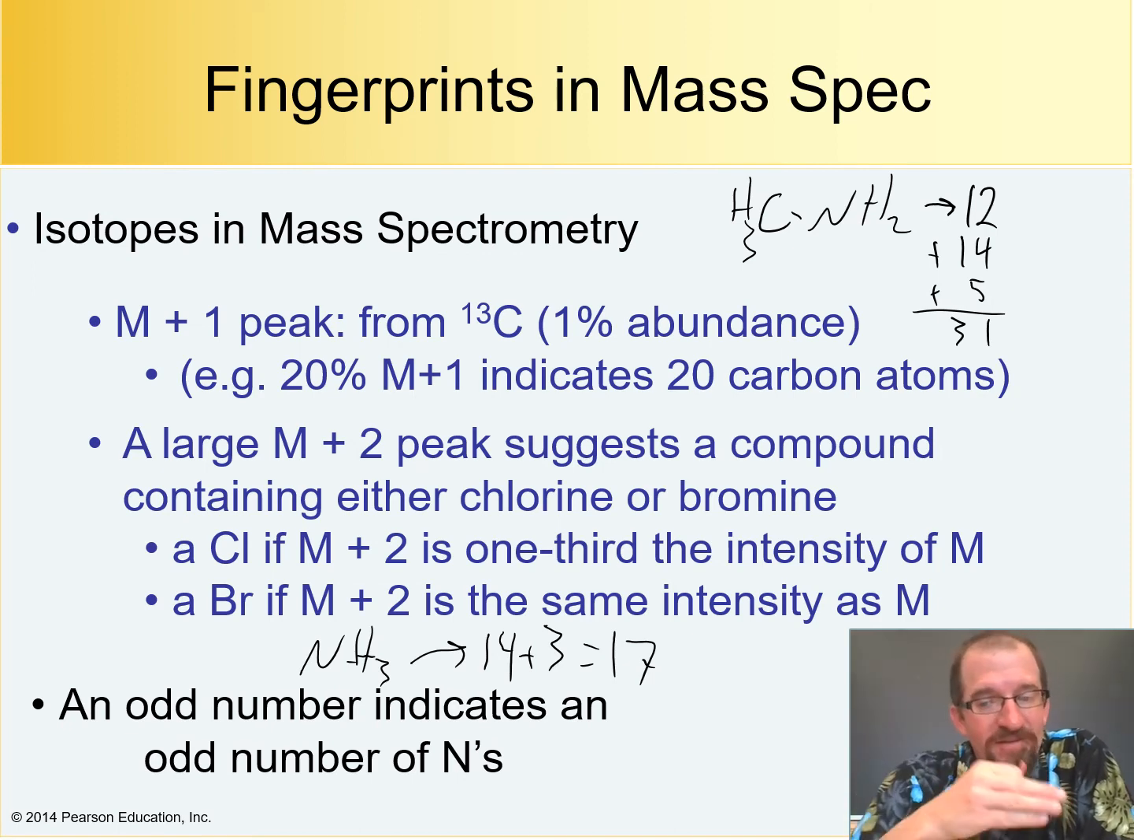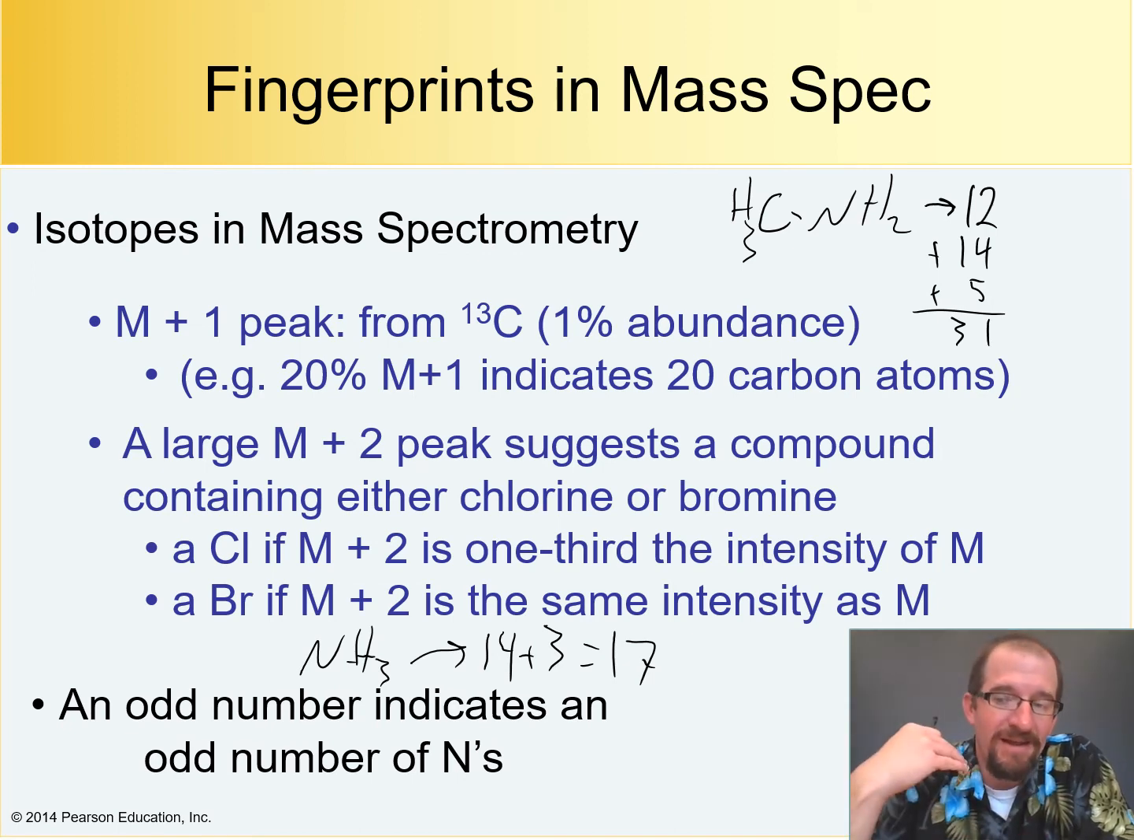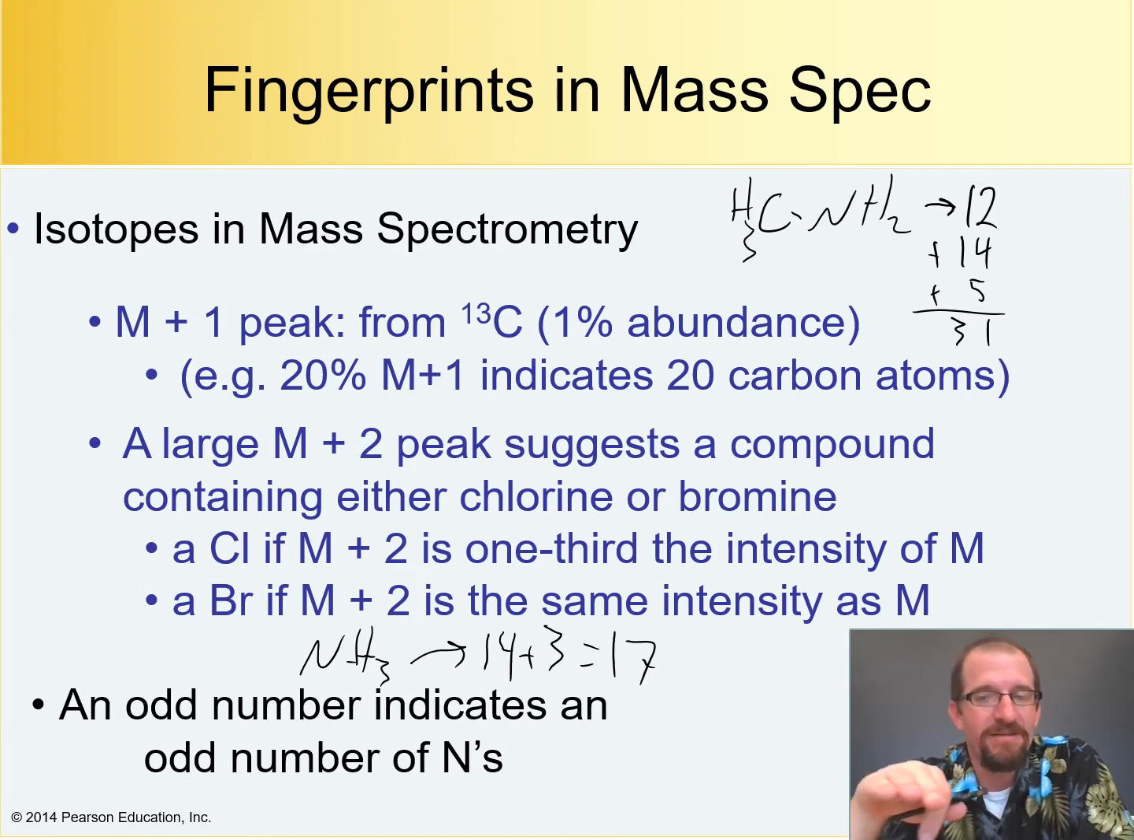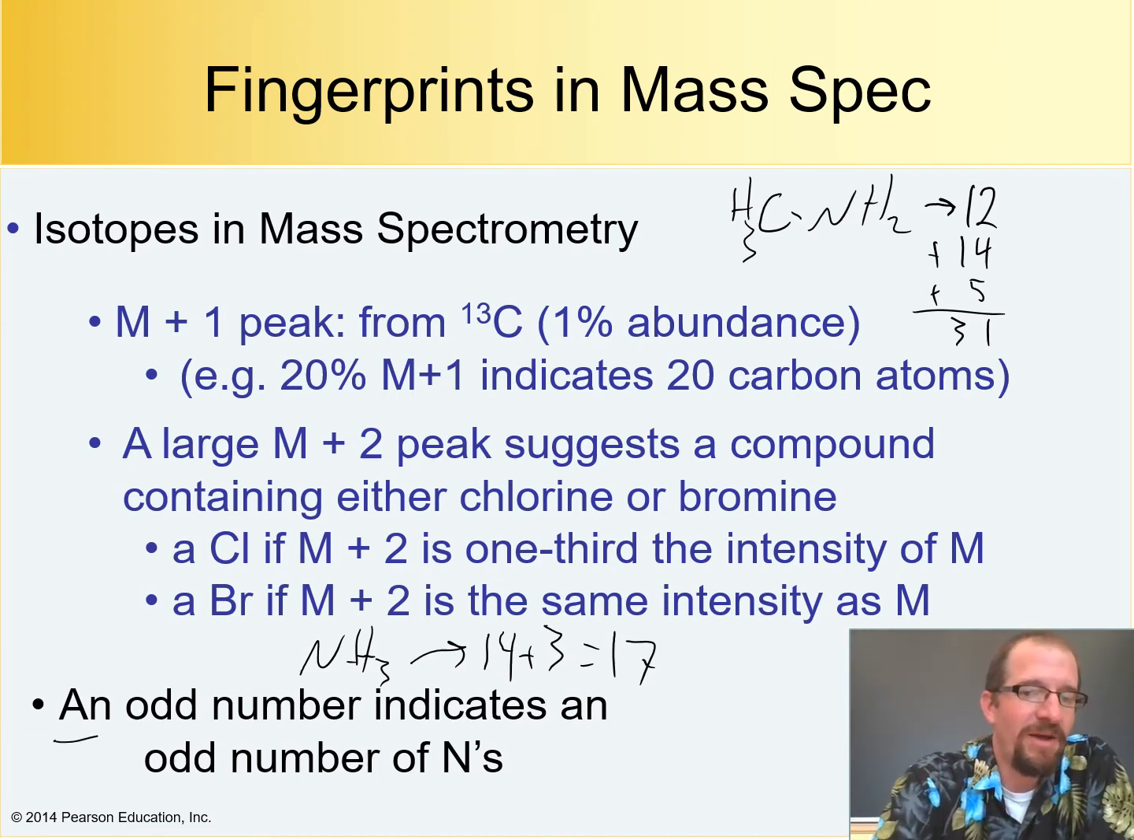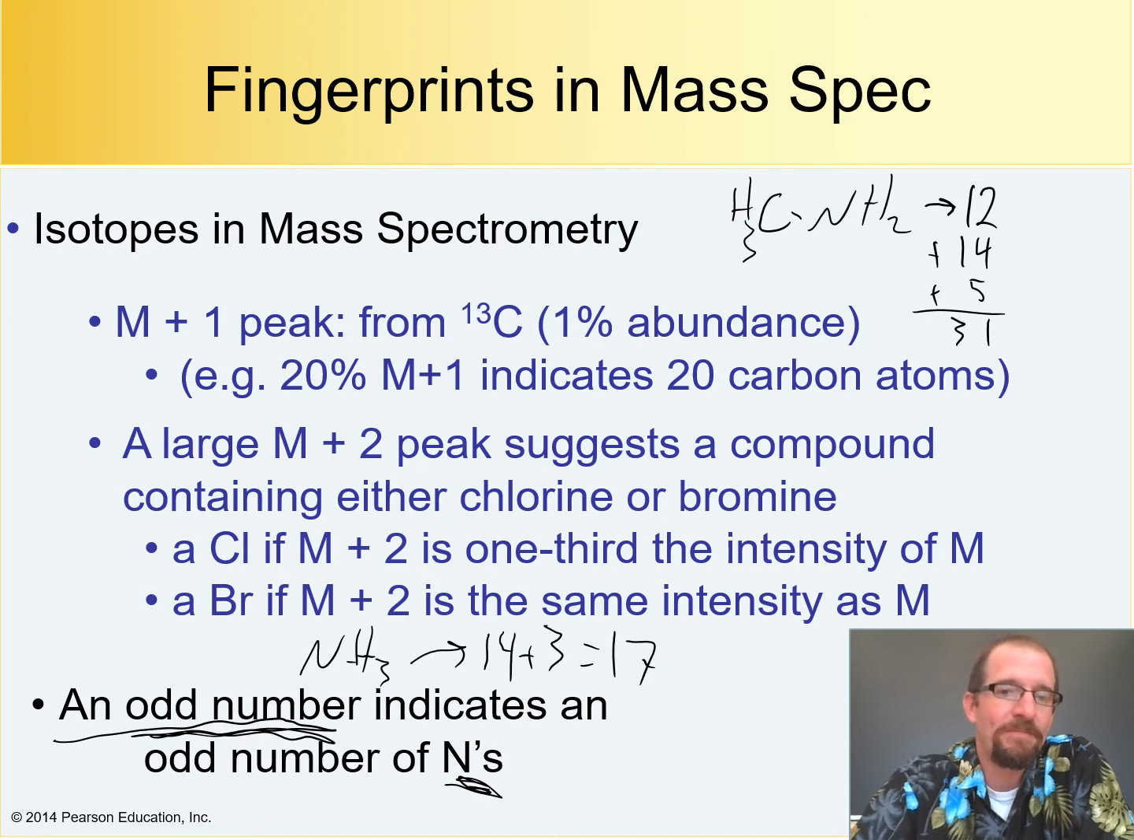Now, 2 odds equals an even, right? So if you have an even number of nitrogens, then it ends up being an even number, and you don't know that you have nitrogens. But it's pretty rare that you have an odd number. So if you have an odd number, that's going to indicate you've got an odd number of nitrogens.